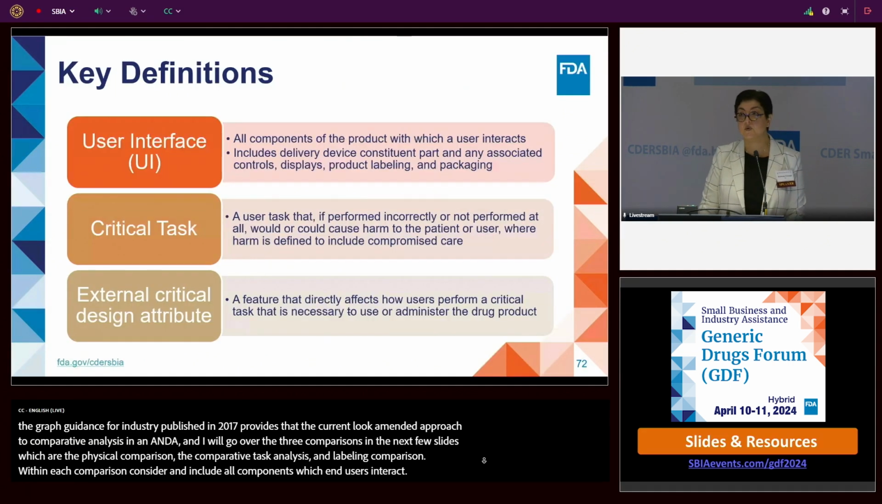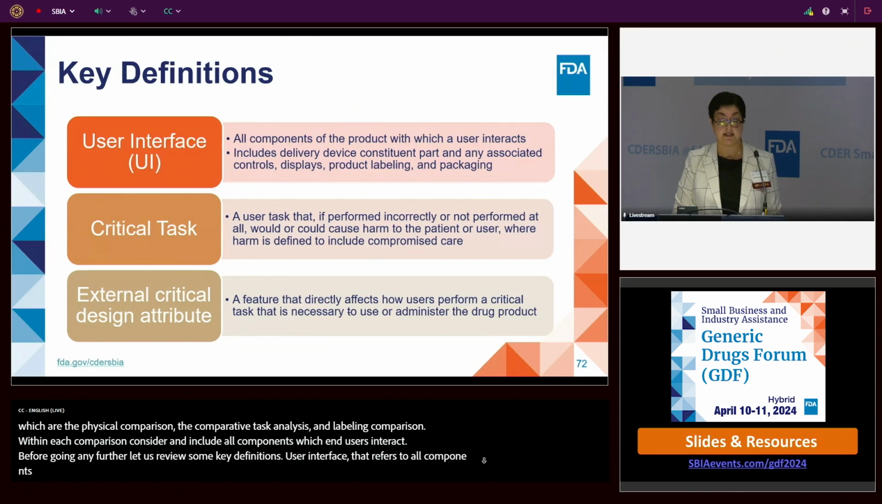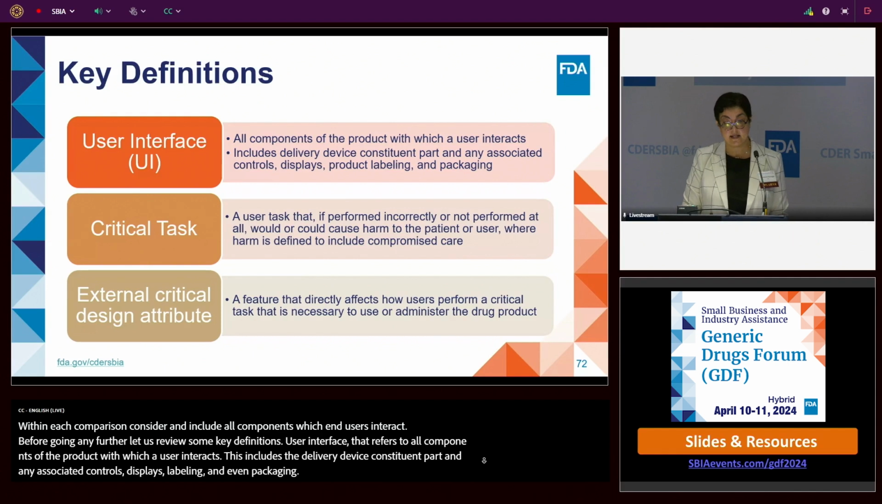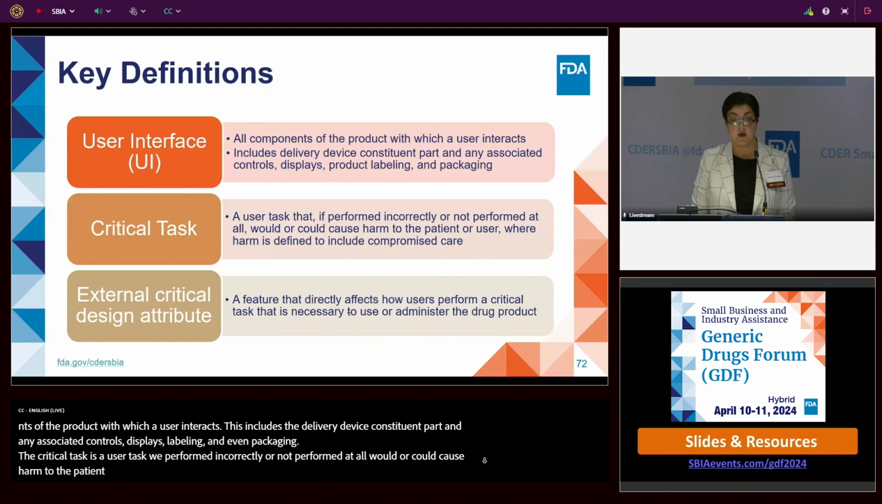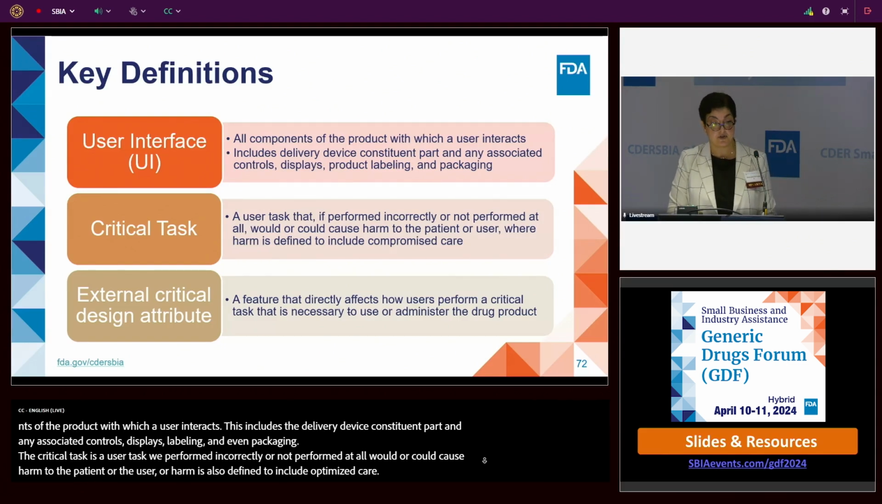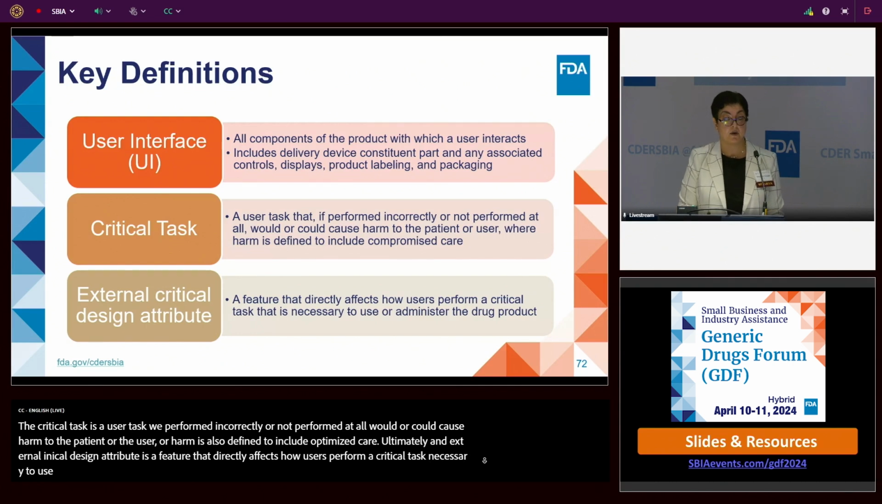Before going any further, let's review some key definitions. User interface refers to all components of the product with which a user interacts. This includes the delivery device constituent part and any associated controls, displays, product labeling, and even packaging. A critical task is a user task that if performed incorrectly or not performed at all would or could cause harm to the patient or the user, where harm is also defined to include compromised care. Ultimately, an external critical design attribute is a feature that directly affects how users perform a critical task that is necessary to use or administer the drug product.